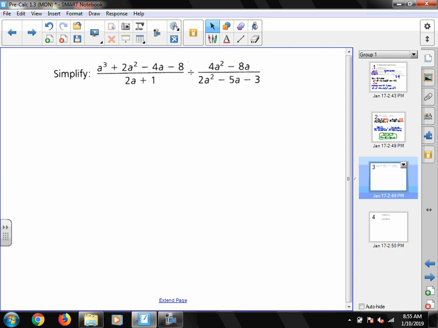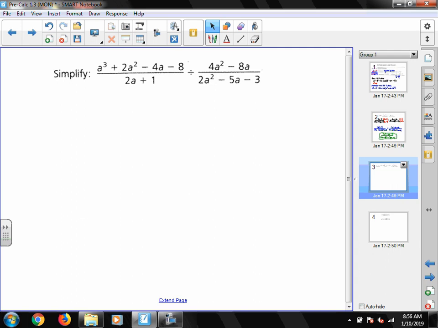possible. So this top one here, or this first fraction, a cubed plus 2a squared minus 4a minus 8. Okay, we need to factor this. And since I have 4 pieces, I'm going to do what's called factoring by grouping. So college algebra people, I know you've already talked about this a little bit.